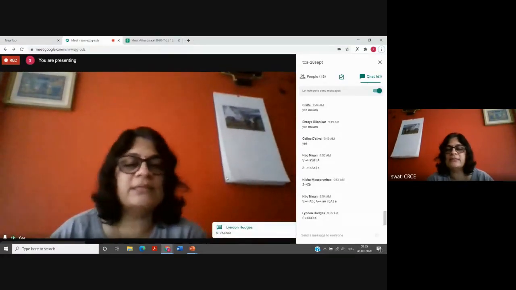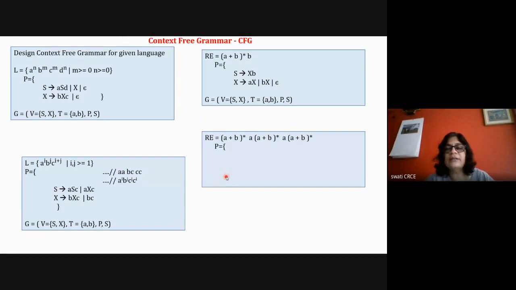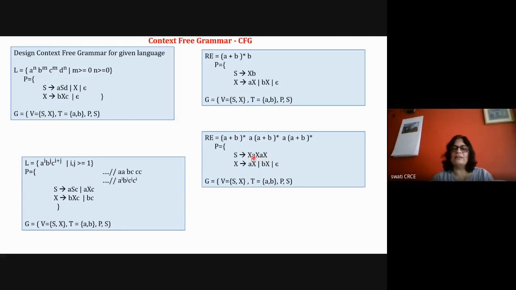Correct. X. For generation of (a+b)*, you can use a variable and you say that S is equal to X, and then X will be equal to either a or b or epsilon. Combination of a's and b's and epsilon. Okay. So for (a+b)* we are using a variable capital X, and then X is either a or b or epsilon.